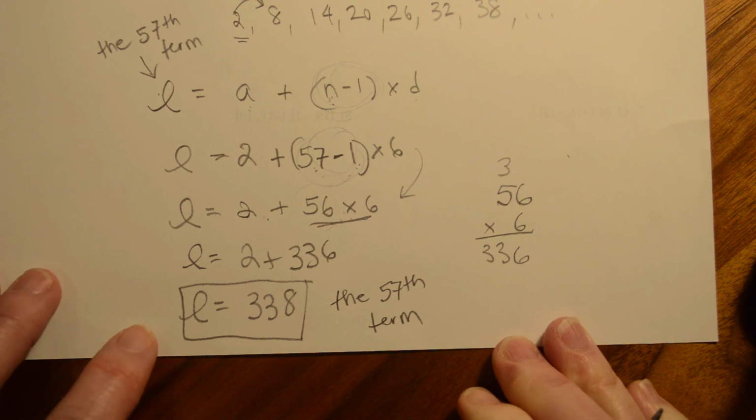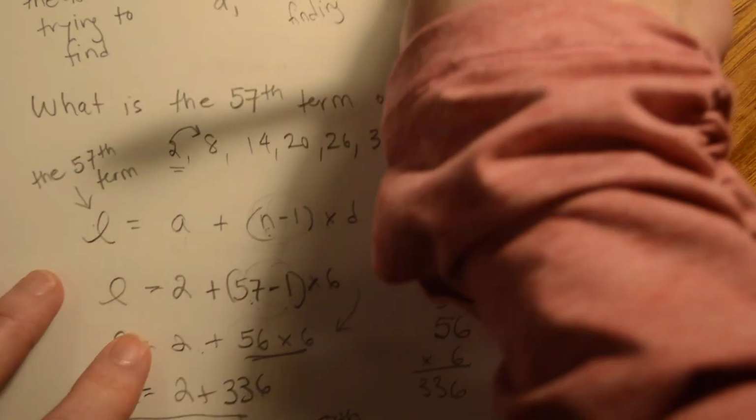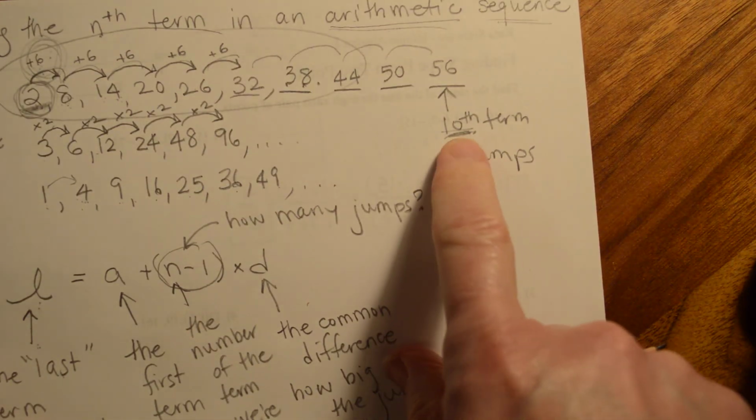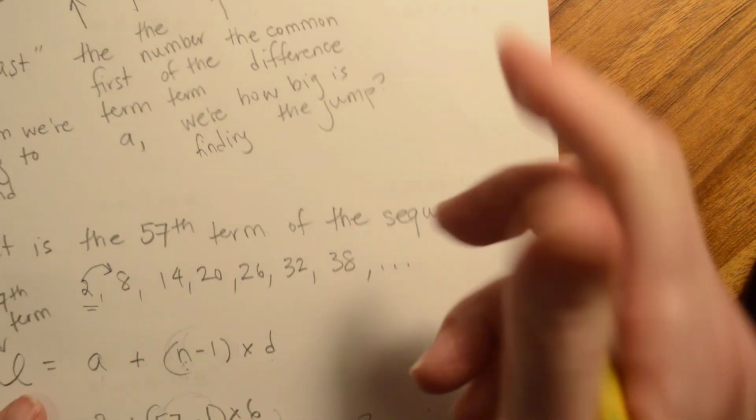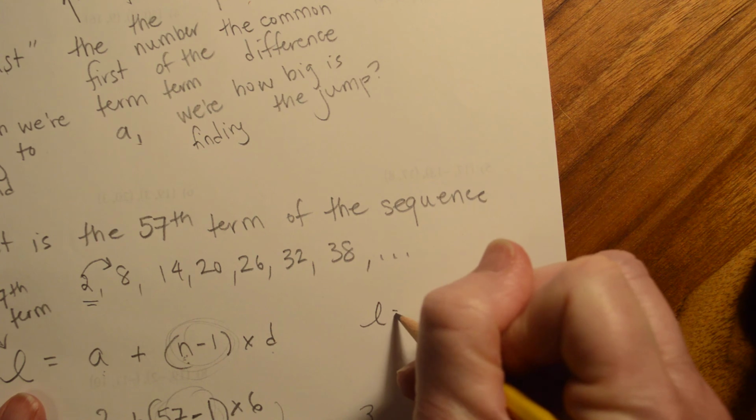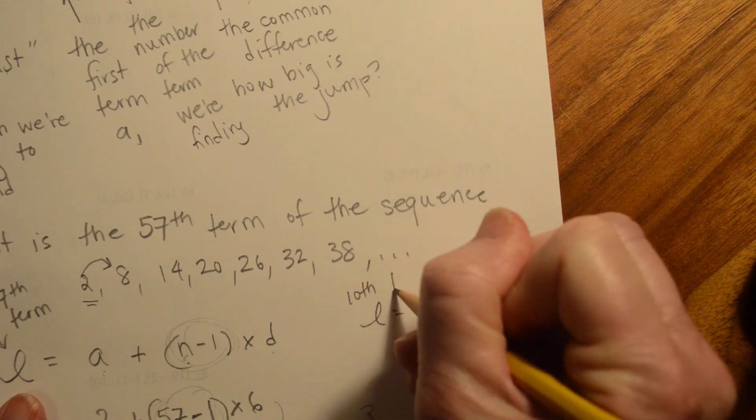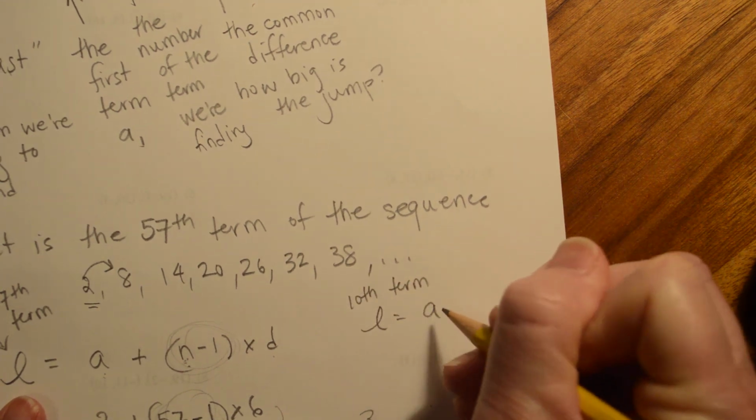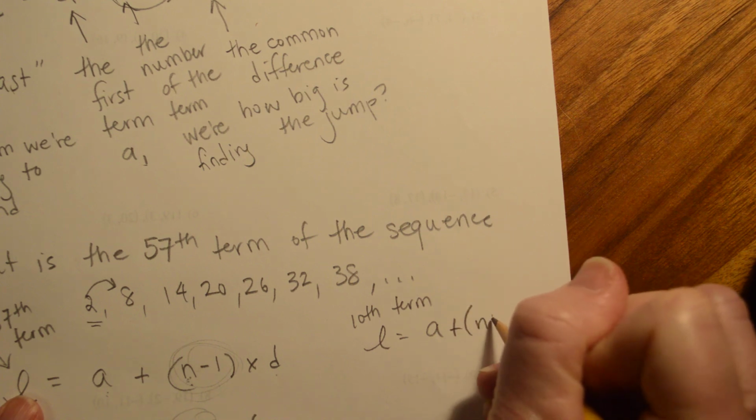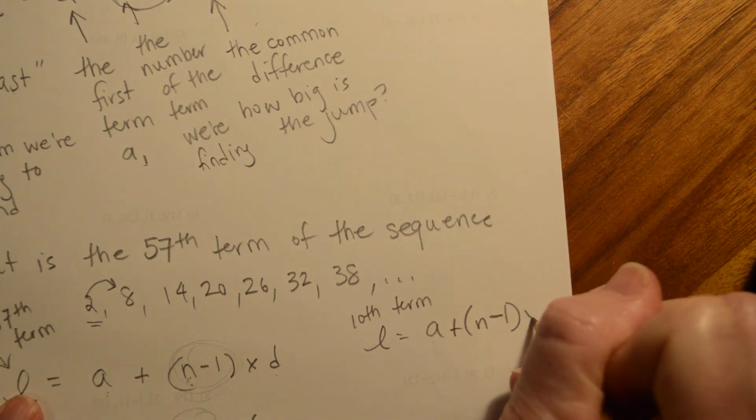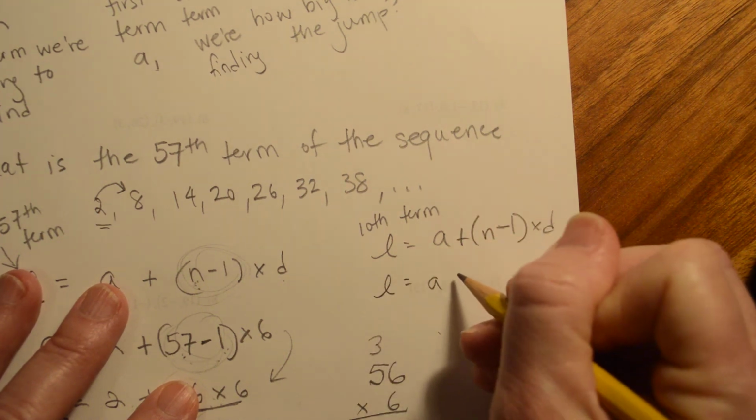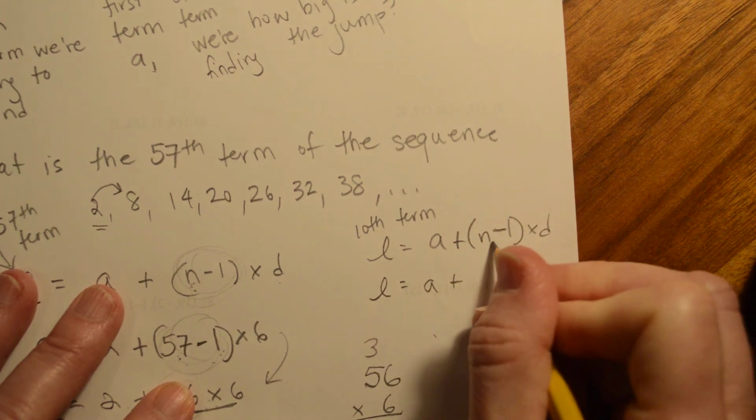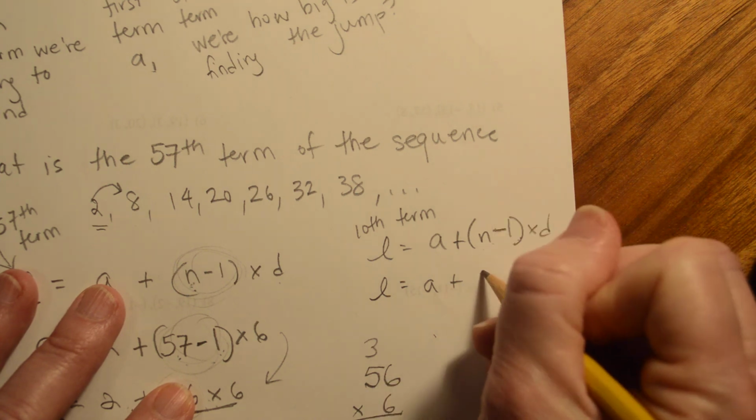Now if you think, well, I'm not sure that I totally believe you, let's go back and do it again, but this time for the 10th term, just so that you can see that we actually get that when we use the formula. Our formula again is L equals A plus N minus 1 times D. So A is 2. Since we're going to the 10th term, we're going to do one less jump, so this is going to be 9.